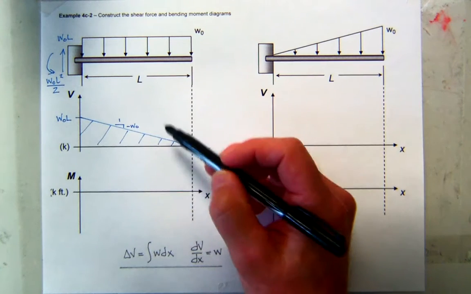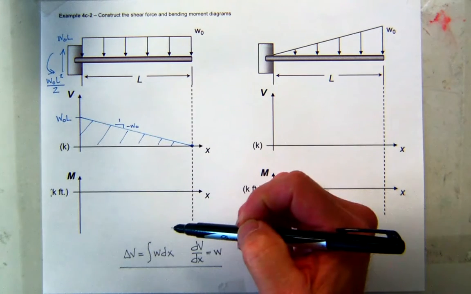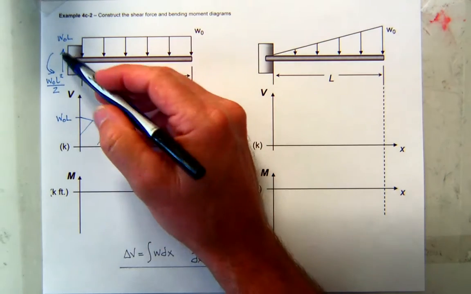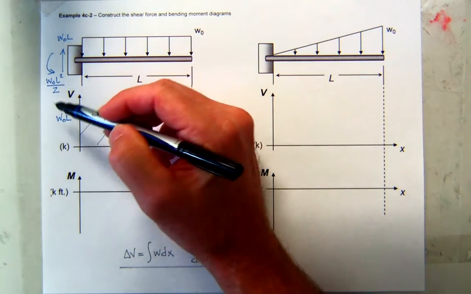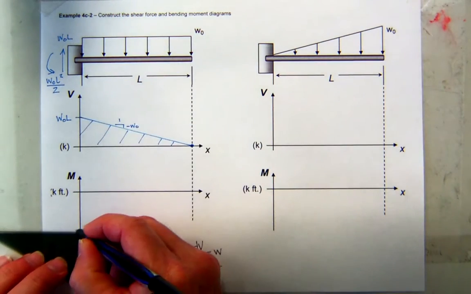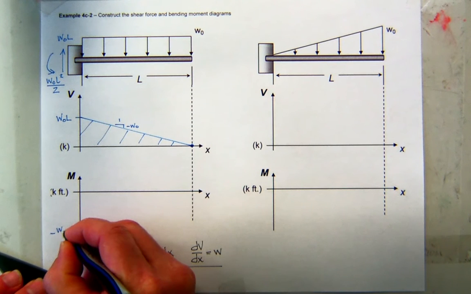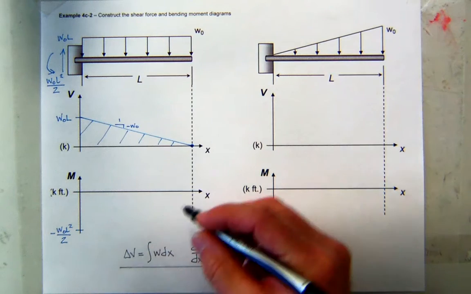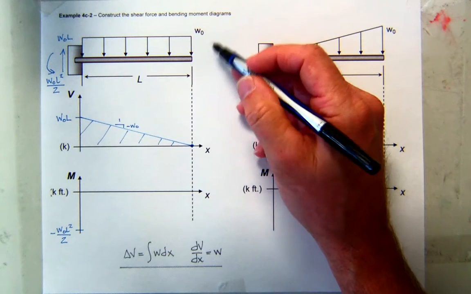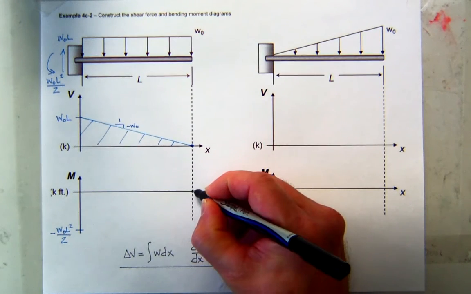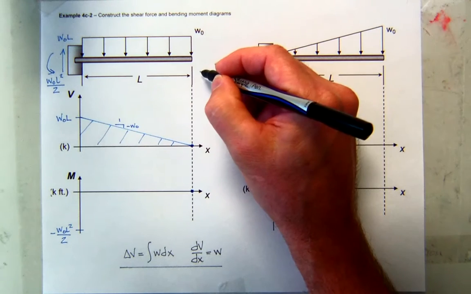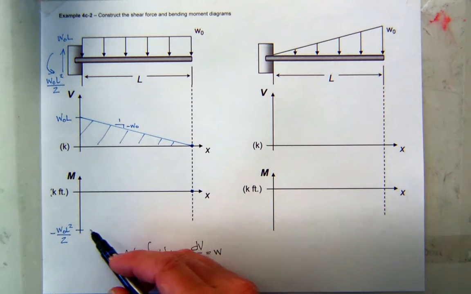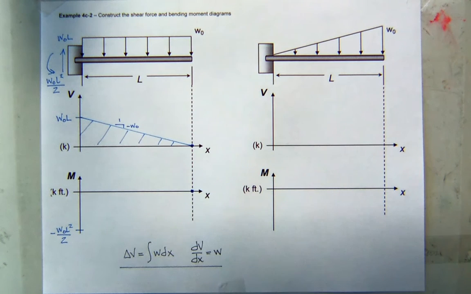All right, so we've used these relationships to get shear, and we've constructed our shear diagram. Let's now use the shear diagram to construct our moment diagram. So what do we know about moment? What kind of moment is this up here in the reaction? Negative. So we're going to start off at negative W naught L squared over 2. And what about the free end? What's the moment at the free end? 0. There's not an applied moment there. It's free. So there should be no moment at the end. So again, I know where I'm going to start. I know where I'm going to end. Let's see if that works.